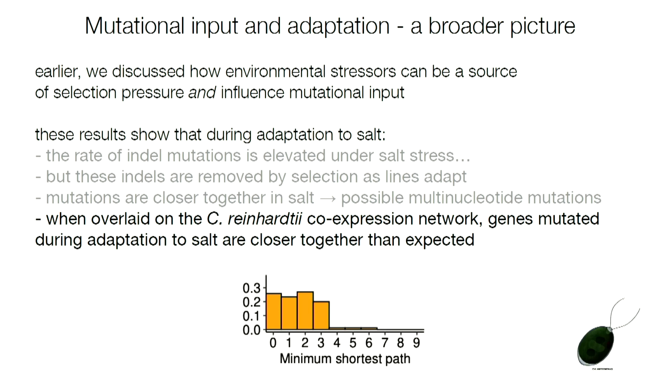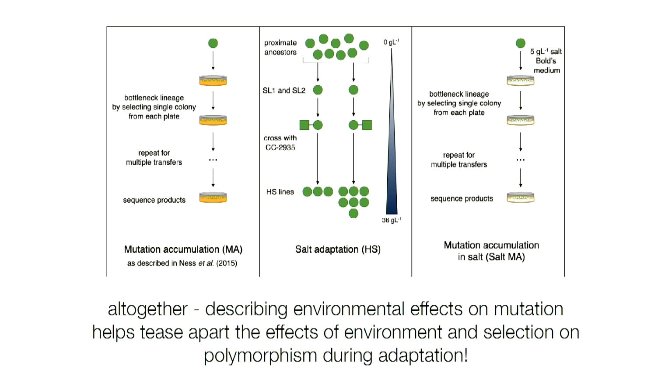And finally, more as a cool methodological aside, we found that when overlaid on the reinhardtii co-expression network, genes mutated during adaptation to salt are actually closer together than expected, which could be a cool starting point for a future study. The overall take-home, though, that I'd like to leave you with is that it turns out describing environmental effects on mutation can really help tease apart the effects of environment and selection on polymorphism. If we looked at the HS directly, we wouldn't have had these insights about indels or possible multinucleotide mutations that we did otherwise.